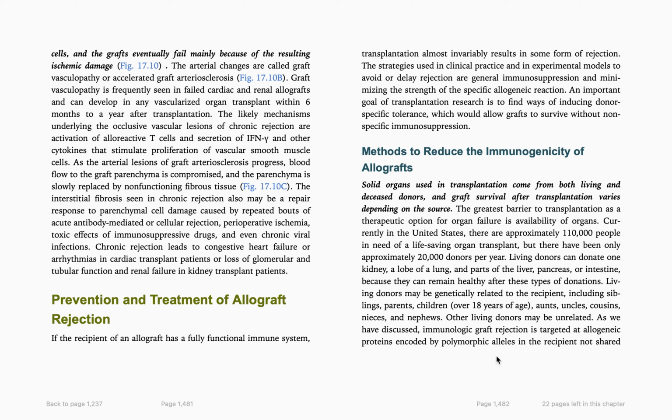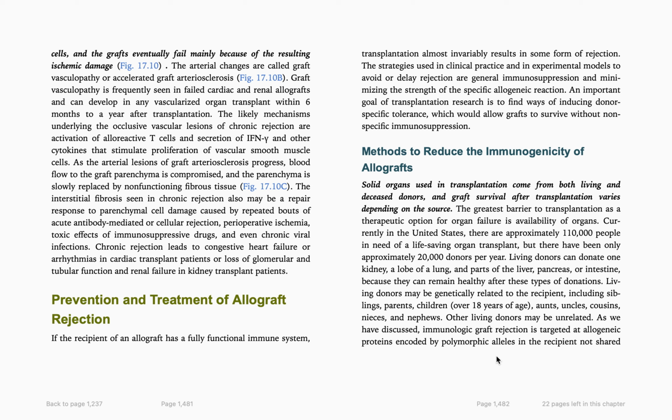Prevention and treatment of allograft rejection. If the recipient of an allograft has a fully functional immune system, transplantation almost invariably results in some form of rejection. The strategies used in clinical practice and in experimental models to avoid or delay rejection are general immunosuppression and minimizing the strength of the specific allogeneic reaction. An important goal for transplantation research is to find ways of inducing donor-specific tolerance, which would allow grafts to survive without non-specific immunosuppression.